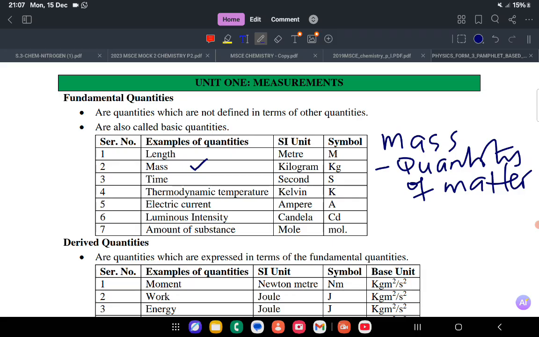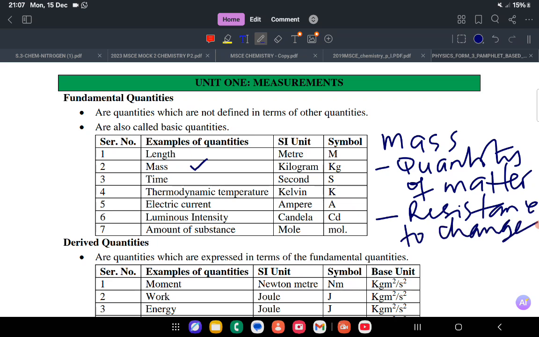It is also referred to as resistance. Mass is also defined as the resistance of a body to change in motion. But for now, at this level, we shall limit our definition of mass to the quantity of matter. That's all: how much matter there is in a substance, in an object, is called mass.